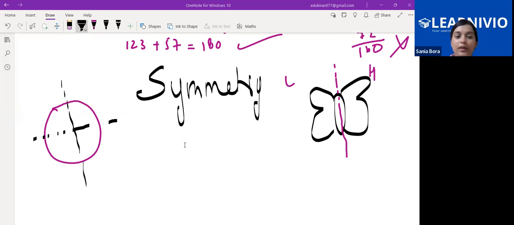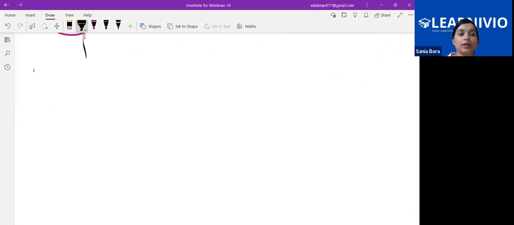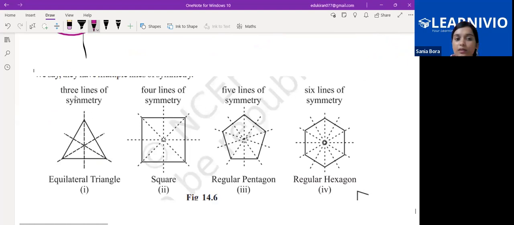Right? Symmetry part is clear. Now we will do some more, like it's not always one line of symmetry. There are different kinds, like 3-line symmetry, 4-line symmetry. You will not always find only a single symmetry where we divide into two equal parts. So here you go. You can see this 3-line symmetry in an equilateral triangle. Square has 4-line symmetry. 1, 2, 3, 4.